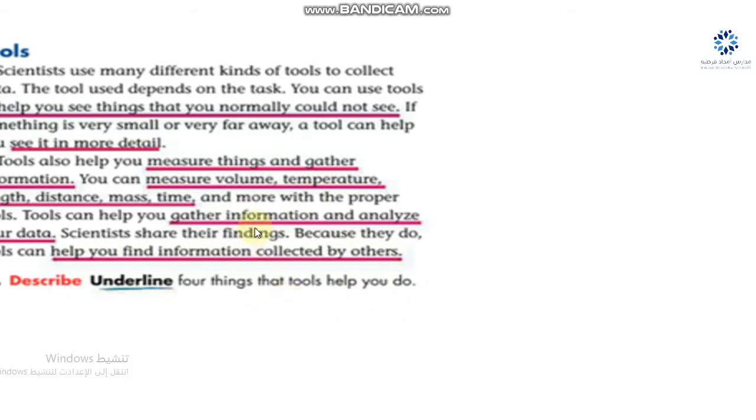Tools help you to, number one, see things that you normally couldn't see. Number two, see things in more detail. Number three, measure things and gather information. Number four, measure volume, temperature, length, distance, mass, and time. Number five, gather information and analyze your data. Number six, help you find information collected by others.